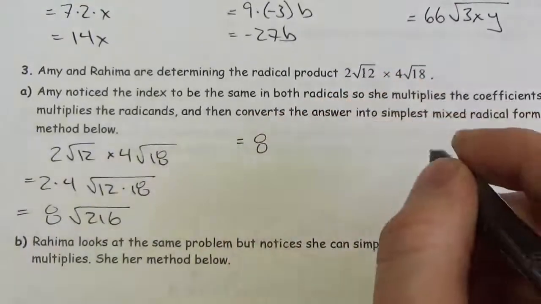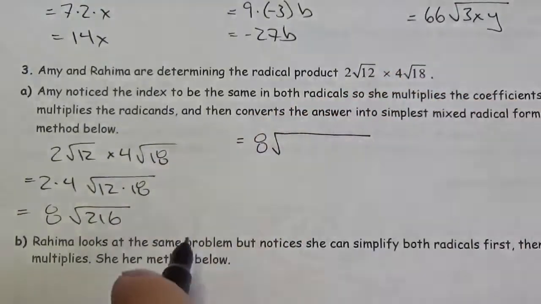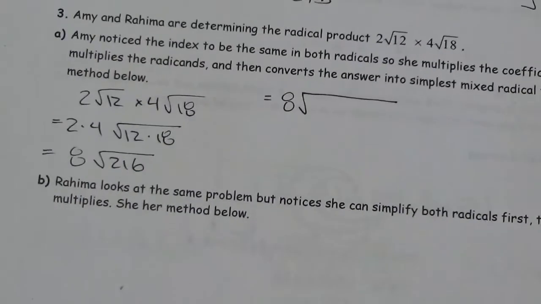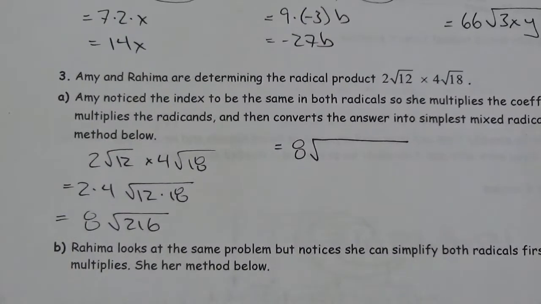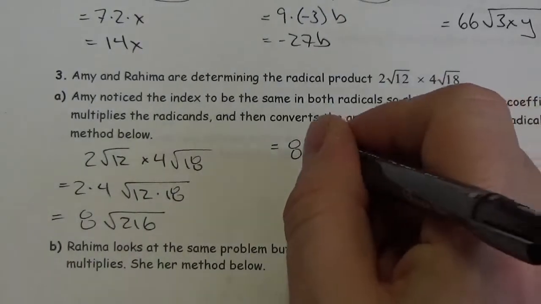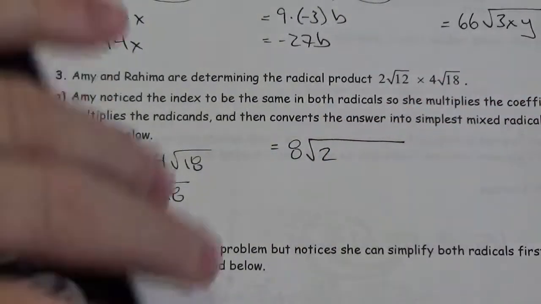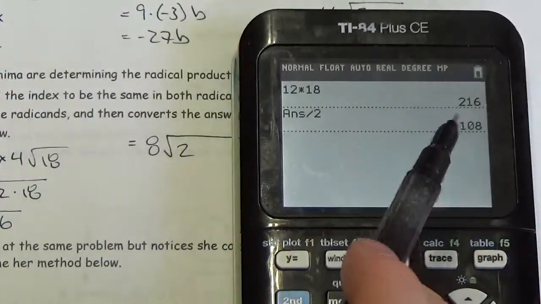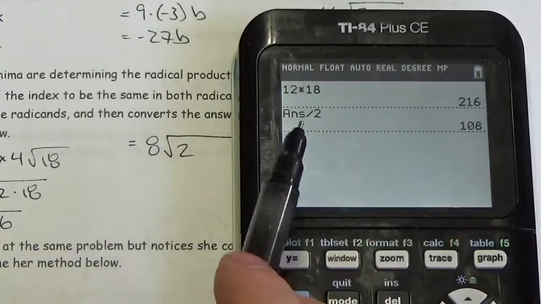Well, probably when you're dealing with a big number like that, maybe I want to put that in terms of its prime factors. I'm going to divide 216 by 2, and that gets me 108. So actually, here, I'll show you. So here's my 216. So I multiply 12 by 18, and then divide by 2.